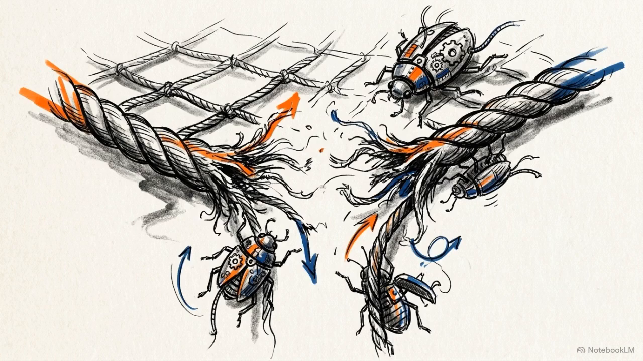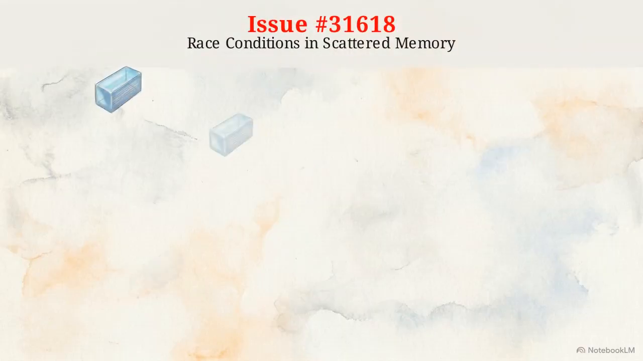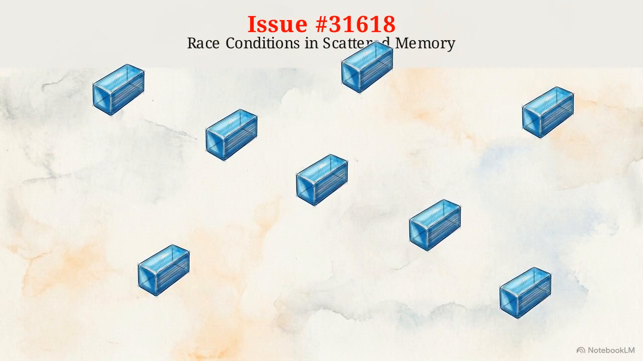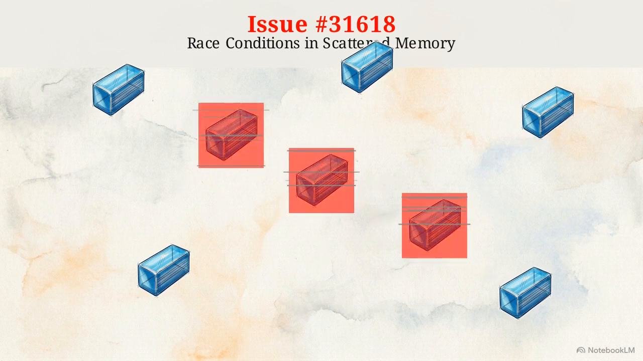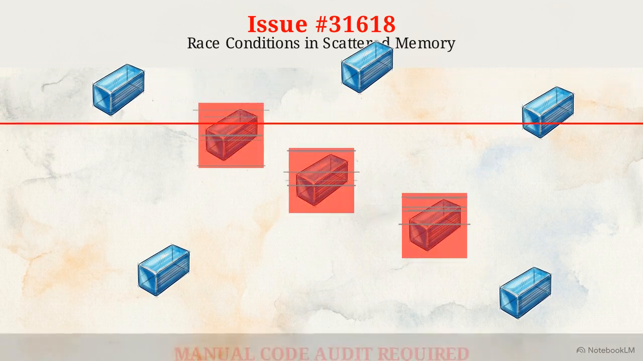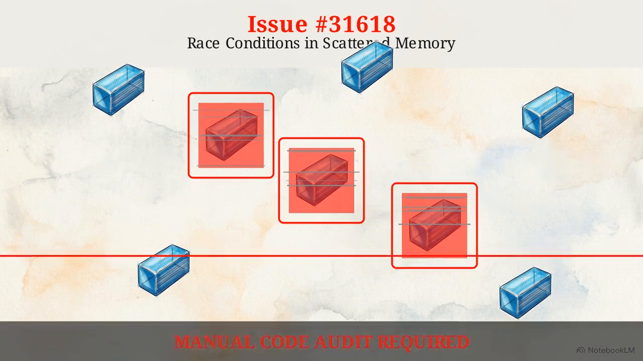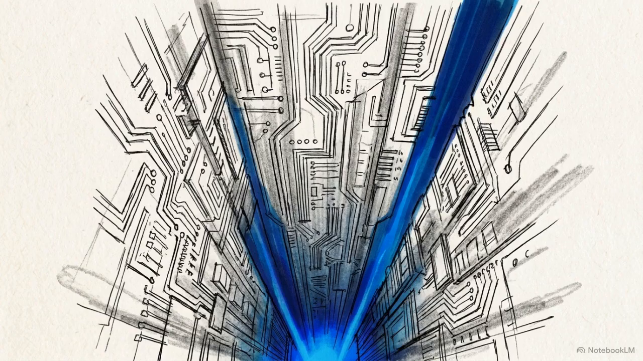Exposing historically dormant concurrency bugs hidden deep within NumPy's underlying C extensions. Developers tracking issue number 31618 discovered the dot product operation becomes thread unsafe under OpenBLAS on non-contiguous memory layouts. Multiple threads writing to these scattered blocks simultaneously trigger race conditions, causing silent data corruption that requires massive manual code audits. To handle these multi-core realities, version 2.5.0 introduces a profound architectural shift deep inside the C API.